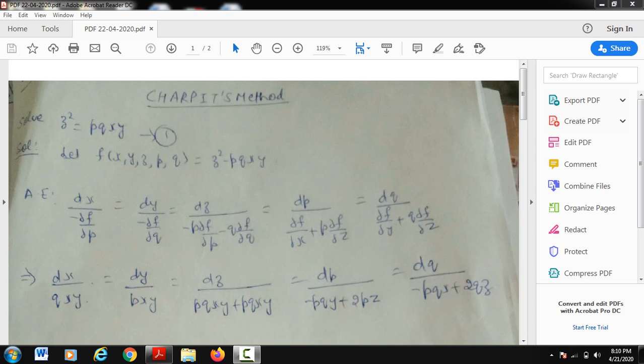After that, you have to remember the auxiliary equations of Charpit's method. What are the auxiliary equations? You can see on your screen: dx over minus ∂f/∂p, equals dy over minus ∂f/∂q, equals dz over minus p ∂f/∂p minus q ∂f/∂q, equals dp over ∂f/∂x plus p ∂f/∂z, equals dq over ∂f/∂y plus q ∂f/∂z. Students, you have to remember these 5 auxiliary equations.